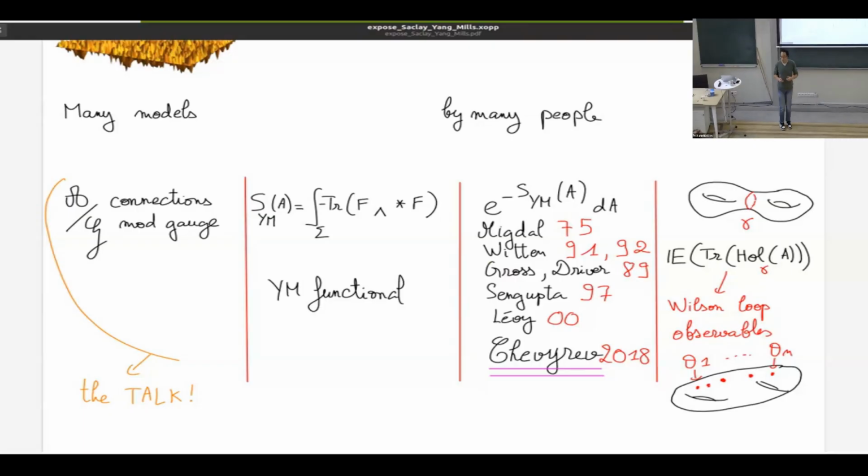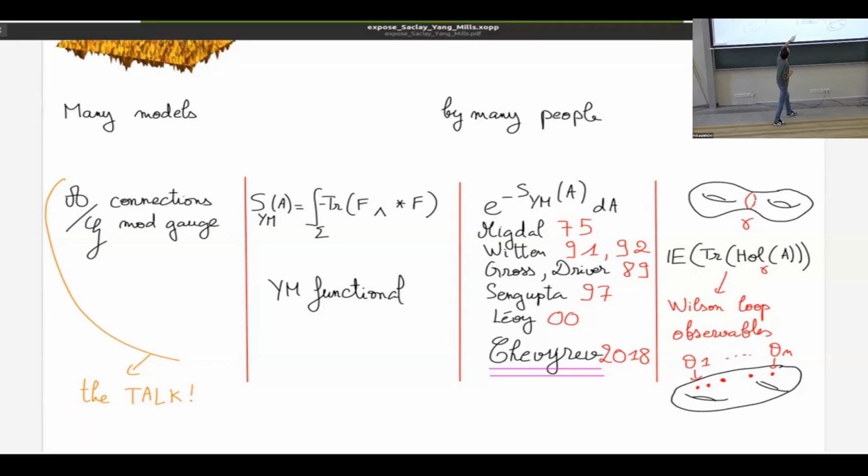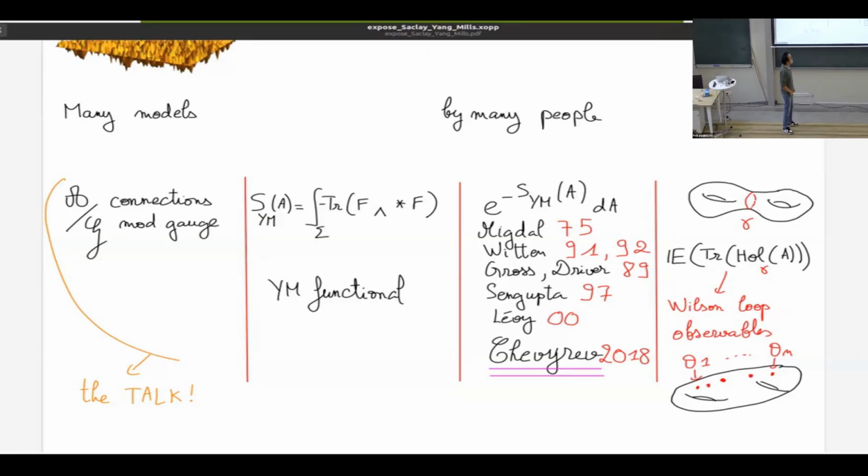So your action functional is minimized when the curvature is 0. And so that's your cost functional. And you want to give a meaning to this Gibbs measure, e to the power minus the Yang-Mills functional dA, and there are many people who have worked on the construction of such measures.